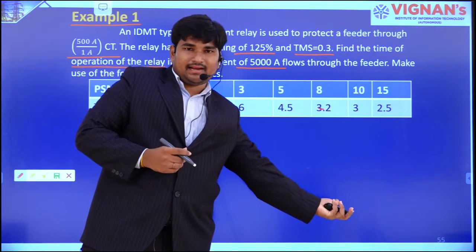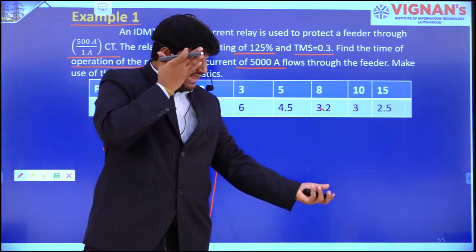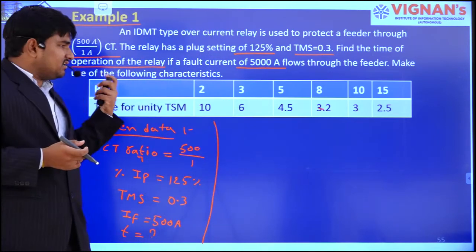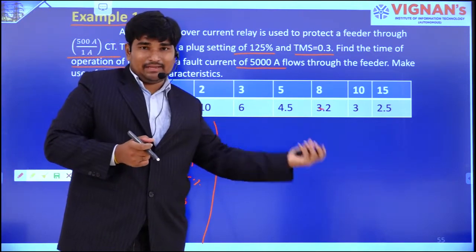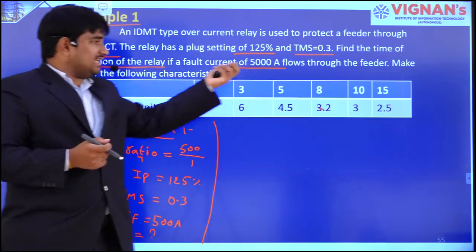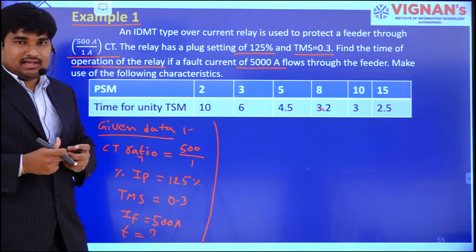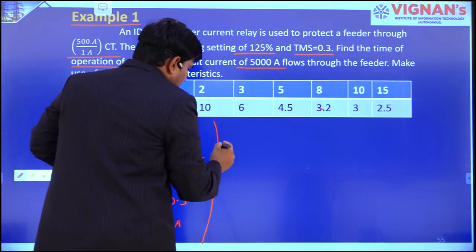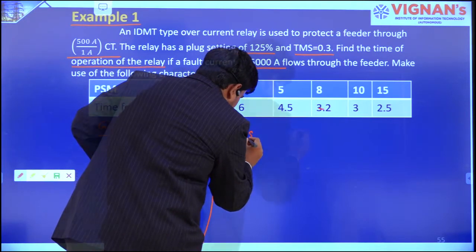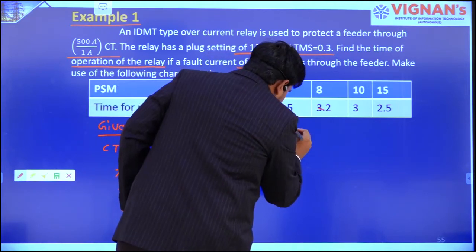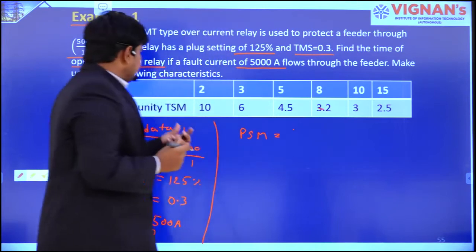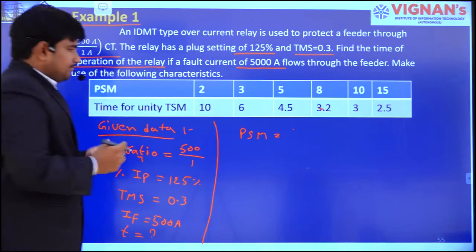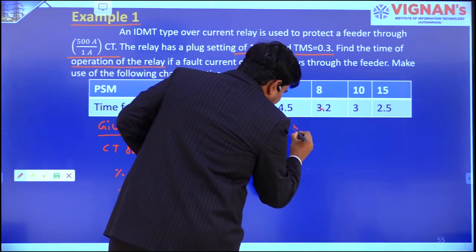Plug setting multiplier, right? By observing the characteristics, I can get the relay operating time with the help of the plug setting multiplier and this TMS, time multiplier setting, as well. Now, what is the formula of plug setting multiplier? Operating current of the relay, or relay current. Relay current is equal to fault current.